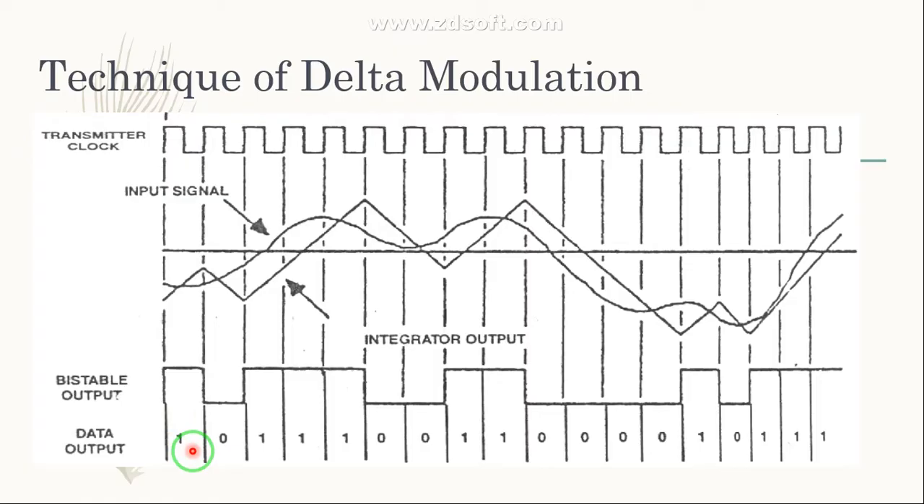And then the integrator ramps up. See, you can see the integrator is going to ramp up to catch your analog signal. Now, at the next clock cycle, see, this is the next clock cycle, you will find that the output of this integrator is more than that of your analog input signal, right? So a 0 is latched into the D flip-flop. See, it is a 0.